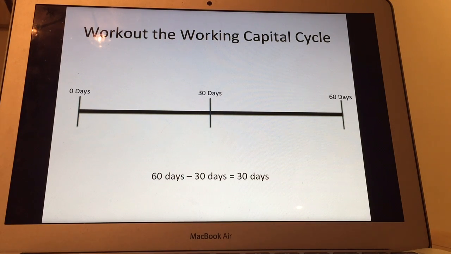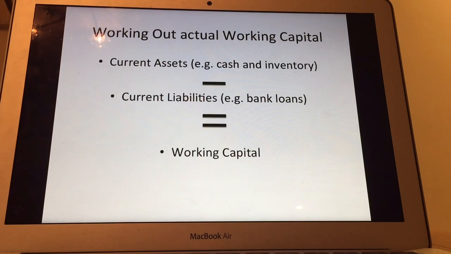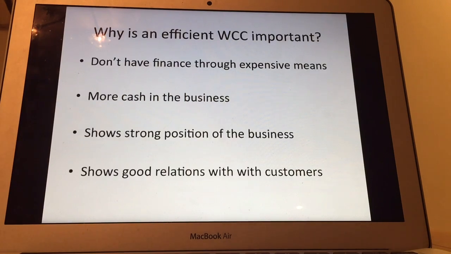The more efficient the working capital cycle, the smaller the number of days. For example, Tesco is a key example due to their quick turnover of stock each and every day. How to work out working capital itself? You do current assets, for example, cash and inventory, minus current liabilities, for example, bank loans and bank overdrafts. Taking liabilities away from the assets, we reach the result which is working capital.